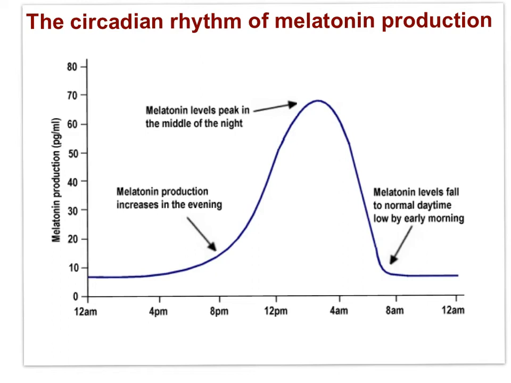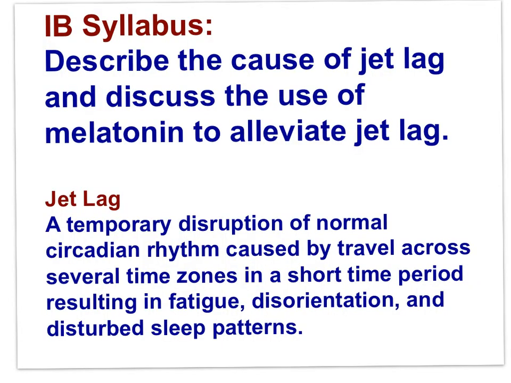This has led to the idea that melatonin is an internal sleep facilitator in humans, and therefore melatonin might be useful in the treatment of insomnia. Melatonin might be useful in the readjustment of circadian rhythms following travel over many time zones. In other words, melatonin is thought to be useful in overcoming jet lag. Here is the relevant IB syllabus statement. Describe the cause of jet lag and discuss the use of melatonin to alleviate jet lag.